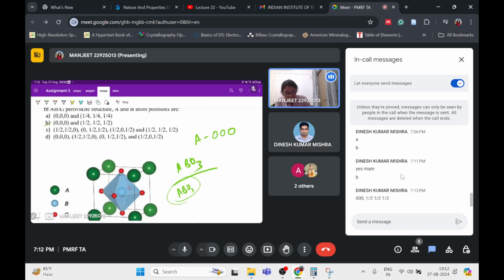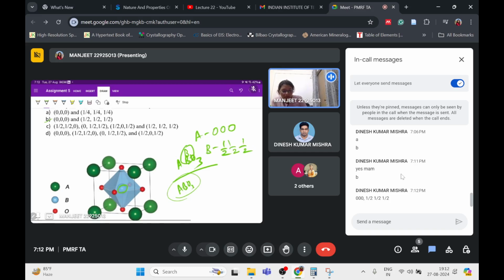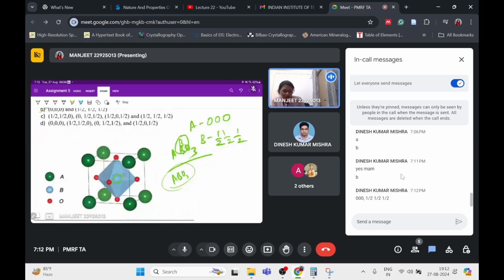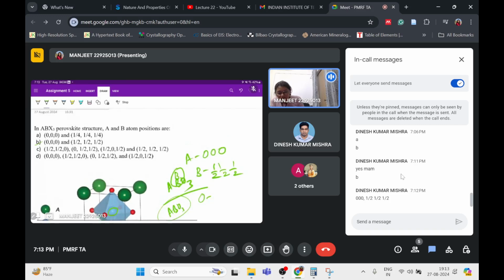Okay, and if I am talking about the B atom, because the B atom is at the center of this cube, the motif for B will be 1 by 2, 1 by 2 and 1 by 2. And what about the C atom? If I have to calculate the C atom, what will be the motif for the C atom? Because you have to remember the motif for all the atoms A, B, C. Here it is asked only about A and B.